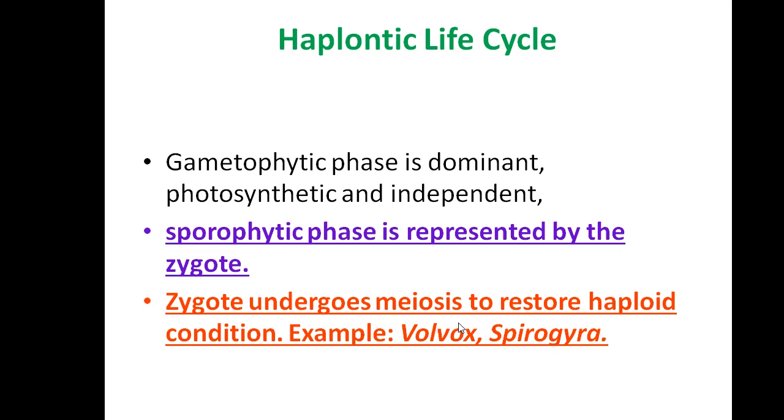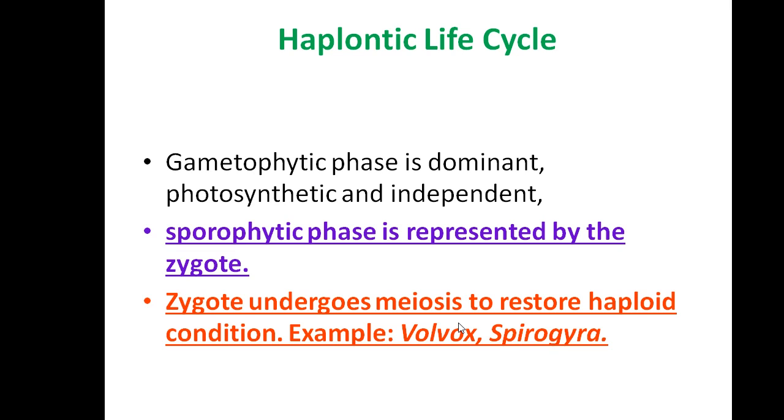In the haplontic life cycle, the gametophytic phase is dominant, photosynthetic and independent. The sporophytic phase is represented by the zygote. Male and female gametes are united, which is called the diplontic cycle. If the plant follows a sporophytic phase, it consists of the diploid number of chromosomes.